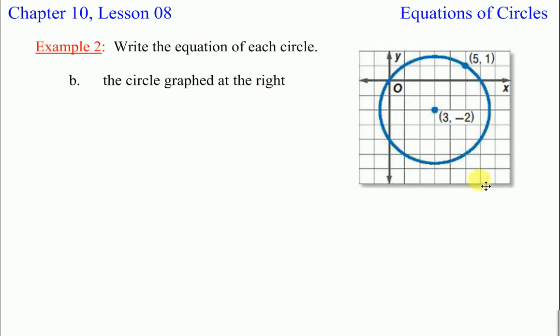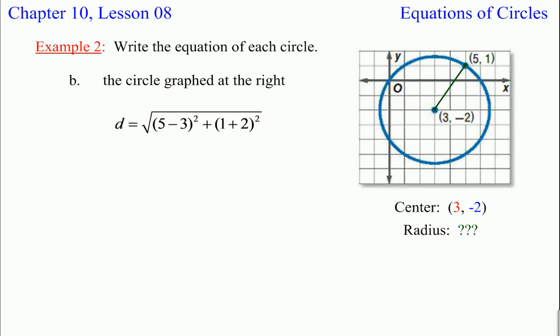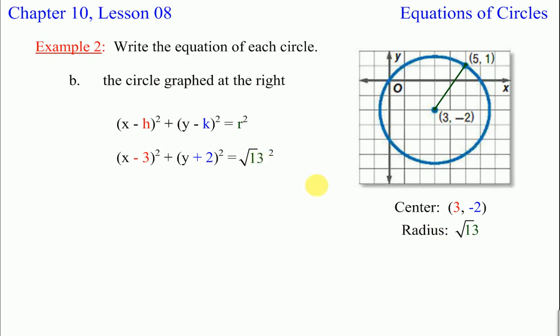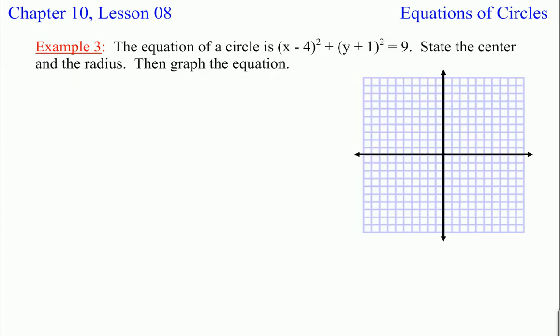Alright, want to write an equation for this circle. I've got a center at 3 and negative 2. I don't know the radius. We're going to distance formula this one. Boom and boom. Now that's the square root of 13. So we're going to use square root of 13 for the radius. Alright, plug in my center for h and k. Now square root of 13 squared, because radius squared right here, that gives me 13. So there's my equation.